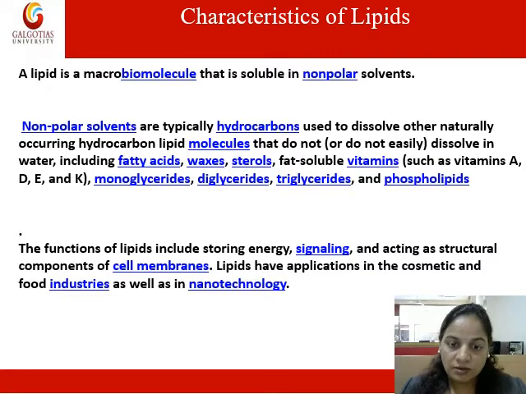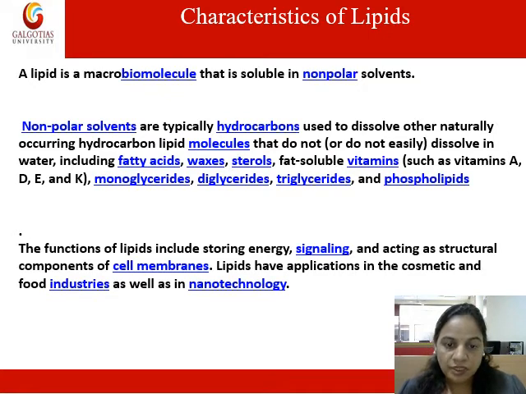Monoglycerides, diglycerides, triglycerides, and phospholipids are all fat soluble. So we need to categorize the water soluble portion and the fat soluble portion. The fat soluble compounds are monoglyceride, diglyceride and triglyceride, whereas the water soluble part is only the head part of any phospholipid.